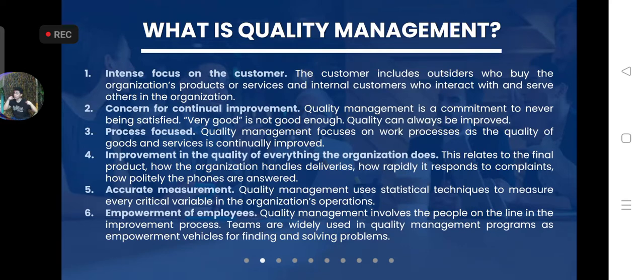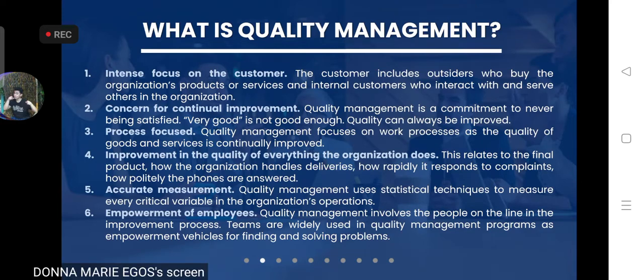Quality management is a commitment to never being satisfied. Very good is not good enough. Quality can always be improved. So, when we say quality management, we mean being good, being very good, being the best. It is a great thing to be good, but as long as there is an opportunity to be better, then we should be better and always aim to be the best. As the world revolves and time goes, we shall seek to improve, because that is what quality management is, to be able to evolve and improve to reach for the top.